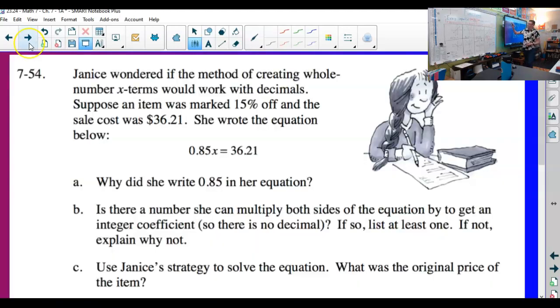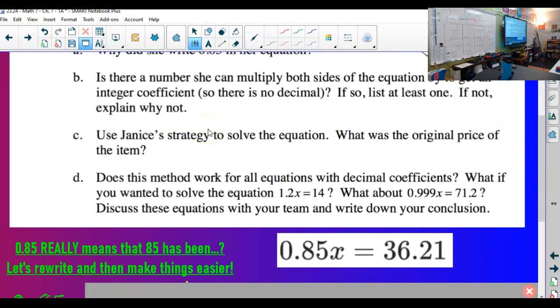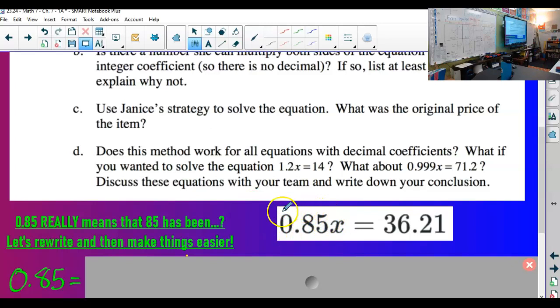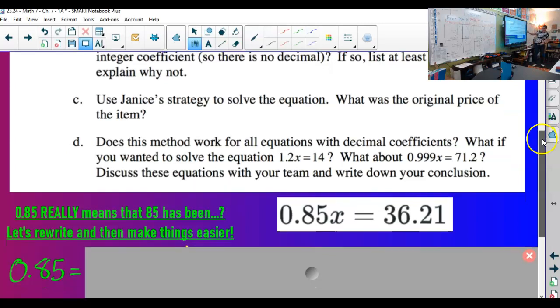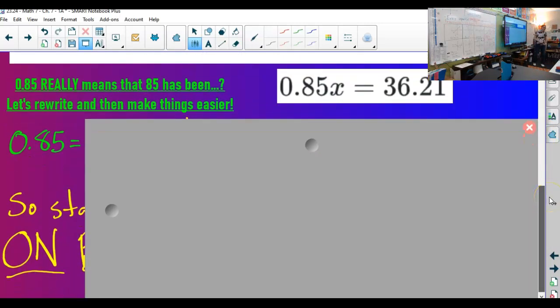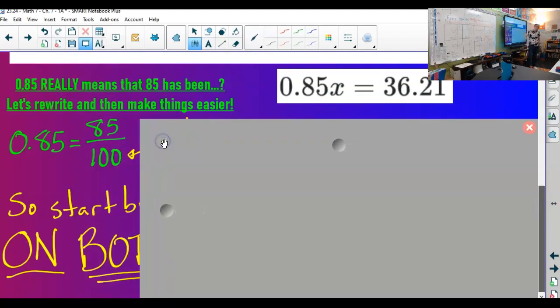So then in 54, it's different because it's decimals. But it's not different because we know what decimals actually mean. Kamal, what does this actually mean? If we try to say this correctly, 0.85 is not the right way to say this, though it's a way a lot of us do say it. 0.85, if we say it correctly, is 85 hundredths.